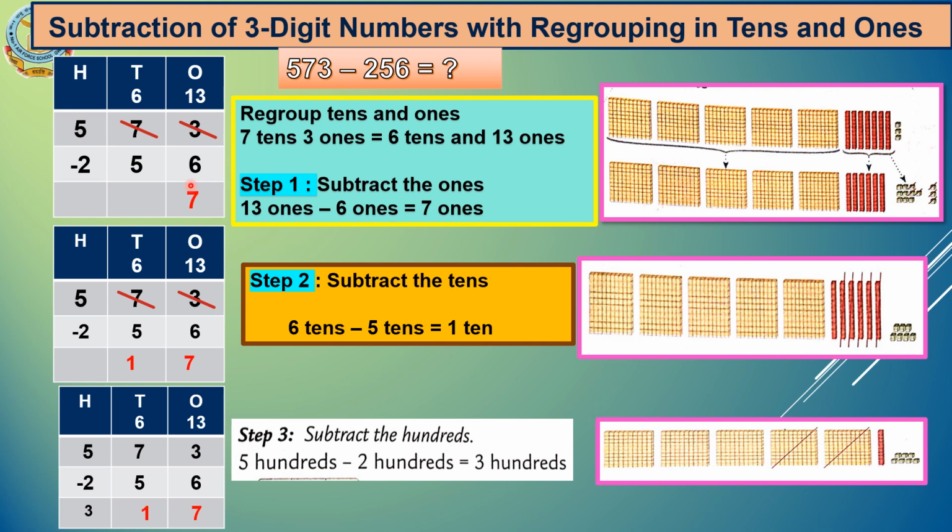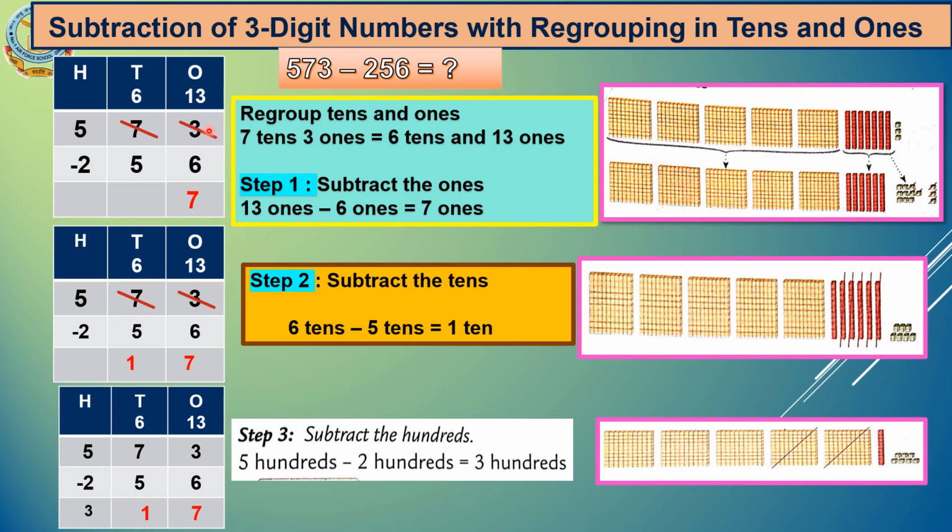We will see that 6 ones is greater than 3 ones. So we cannot subtract 6 from 3. Then what we have to do? We have to regroup tens and ones. Means we have to borrow 1 ten from the 7 tens. 7 tens will become 6 tens and 3 ones will become 13 ones. Because we have borrowed 1 ten and 3 was already here. So 10 plus 3, 13 ones.